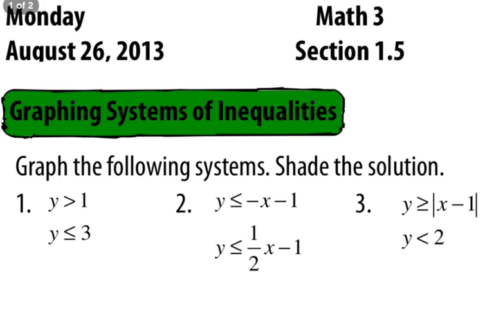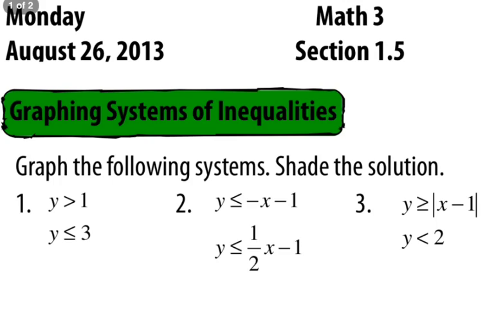Okay, we are going to continue. We're going to talk a little bit more about the same kinds of things, but we're going to try to complicate things a little bit so I can give you a little bit more challenging problems. It's section 5 out of the first chapter, so 1.5. We're going to graph the following systems, and I want you to shade the solution just like normal.